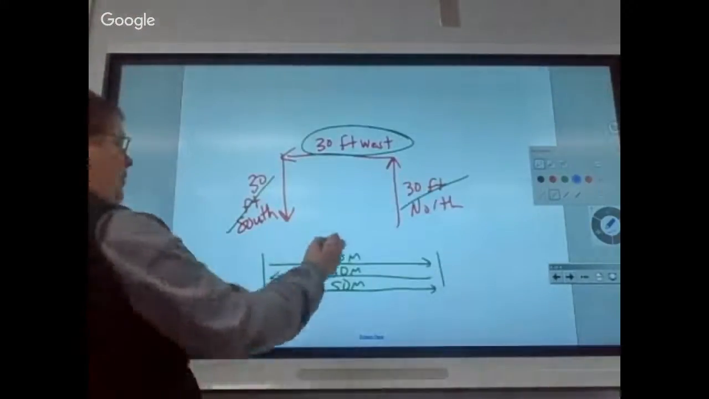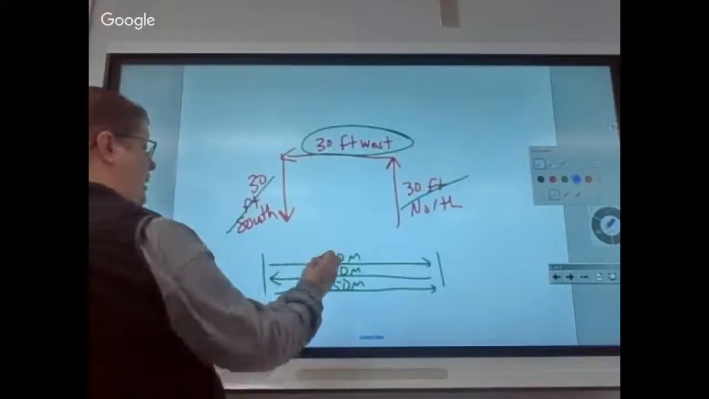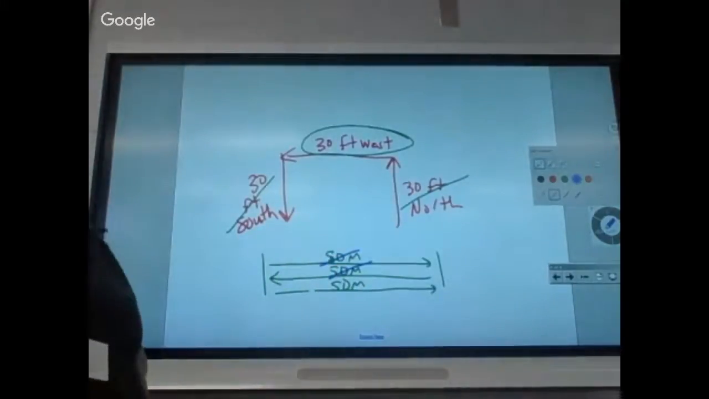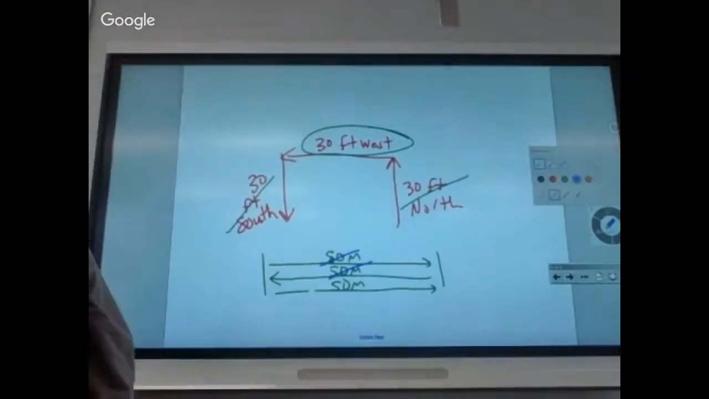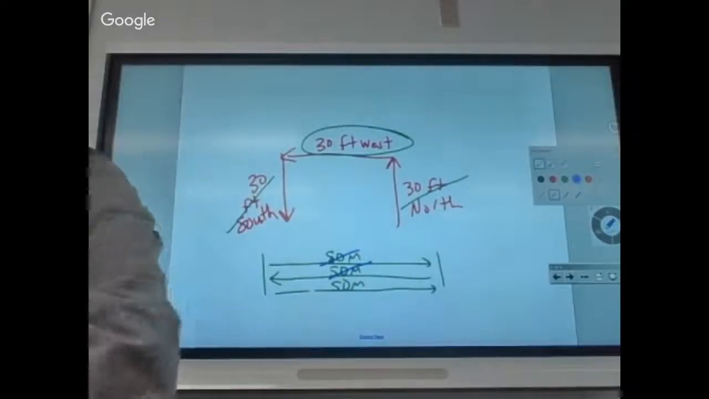All right, so 50 meters and 50 meters, what happens to those? They cancel out, so I'm left with what? 50. That's why it's 50 meters for displacement. Okay? Does that make sense? Anybody else? Question? We okay with distance and displacement? Yes? No? Okay. All right.